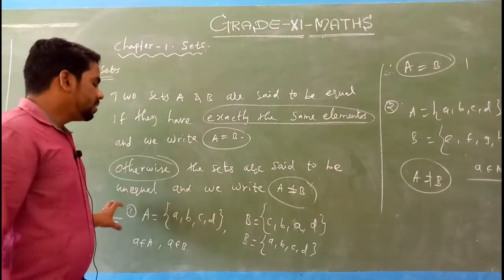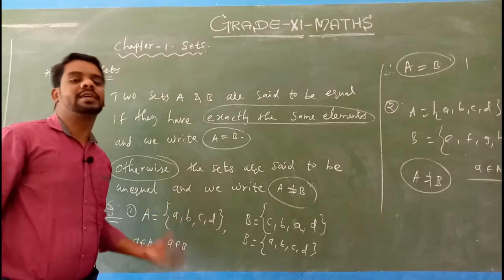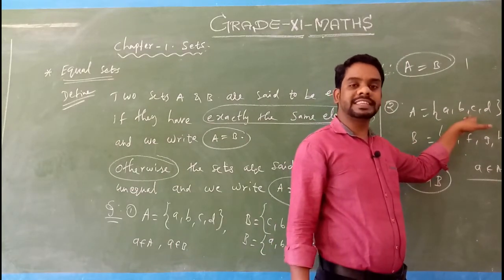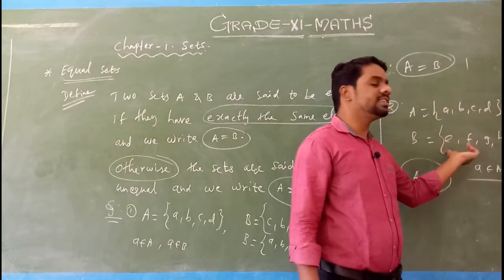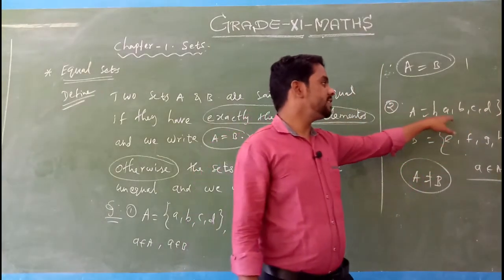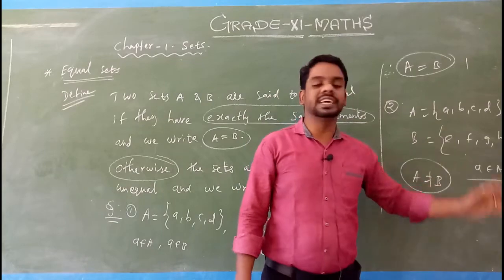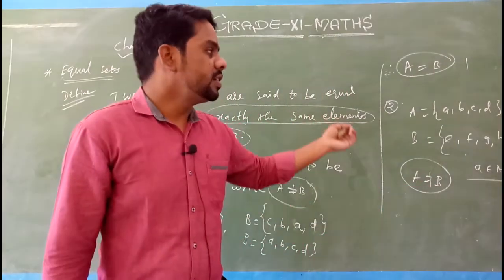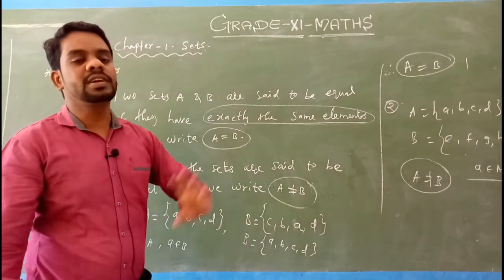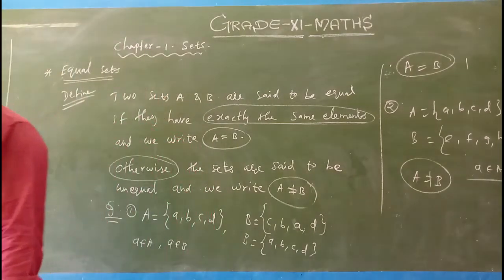So in the first example, the two sets are equal: both have exactly the same elements, the same number of elements and the same elements. But in the second one, the number of elements is the same, A has 4 elements and B has 4 elements, but the elements are not the same. A, B, C, D belong to A, but E, F, G, H belong to B. A, B, C, D do not belong to B, and E, F, G, H do not belong to A. So the given sets A and B are not equal. The first example is an equal set and the second example is a not equal set. This is the equal set concept.